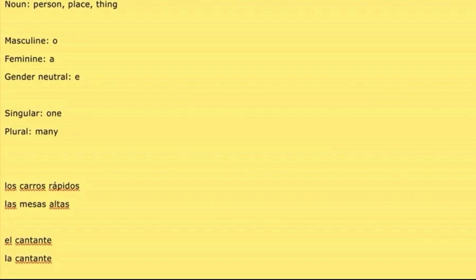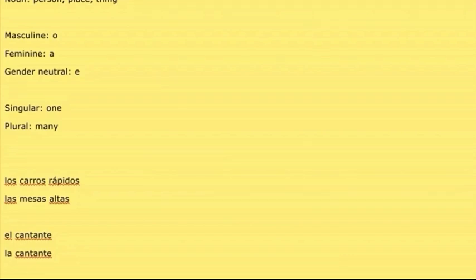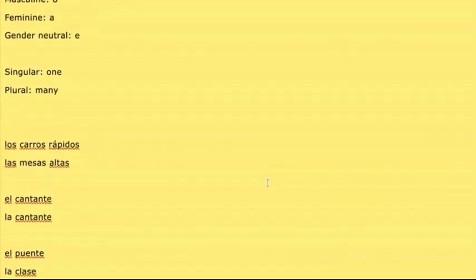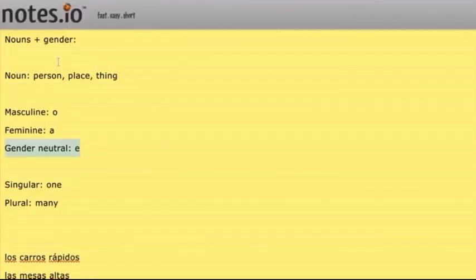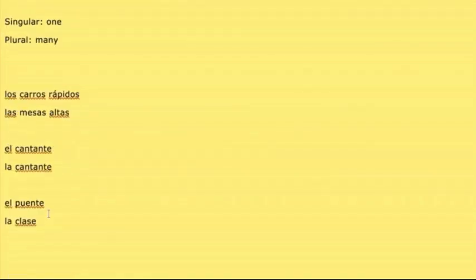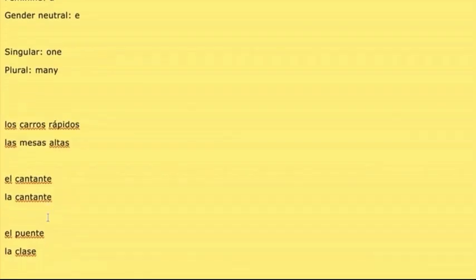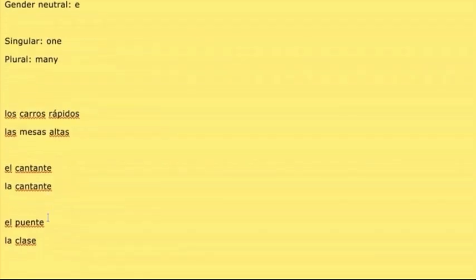However, where it gets a little weird is when we talk about places and things. For example, if I were to say "el puente" versus "la clase," you can see that they both end in E. They're both considered quote-unquote gender neutral, but this one's going to be masculine and this one's going to be feminine. The reason why we call this gender neutral is because the E can signify either something being masculine or feminine. For people, it can switch between whether we're talking about a guy or a girl, for example with "el" or "la cantante."